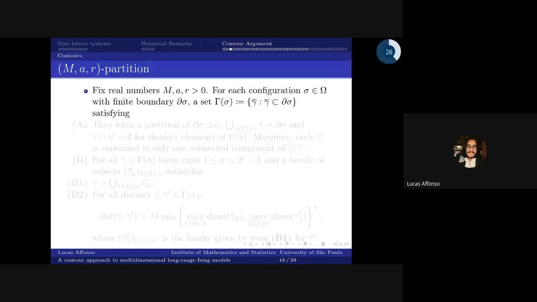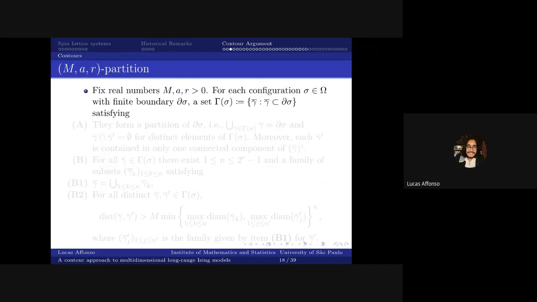So the first thing in order to define the contours is that we need to define a proper partition of the boundary set. In the usual case, you usually just break the boundary set into connected components, and this is the usual Pirogov contour scenario. But in long range, this is not sufficient because in long range systems, if you have large portions of the space that are not so distant, their interaction may be huge. So this is a problem for the contour argument.